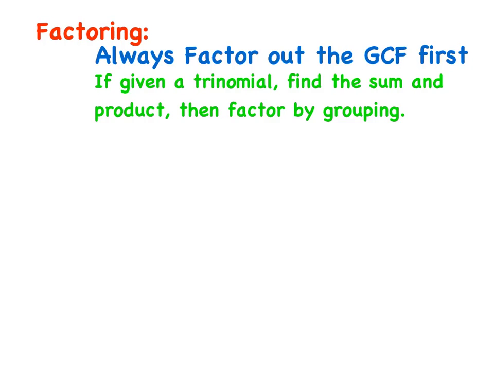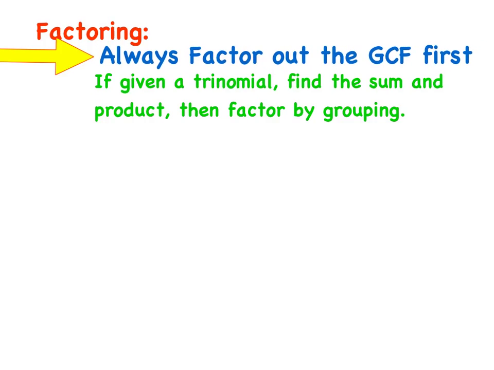Okay, when factoring, remember that you always factor out the GCF first. No matter what the directions say, this is always something you check for first. Then, if you've done that, if you're given a trinomial, you're going to find the sum and product and try to factor by grouping. If you're not given a trinomial, I'll go over what to do for that in another video.